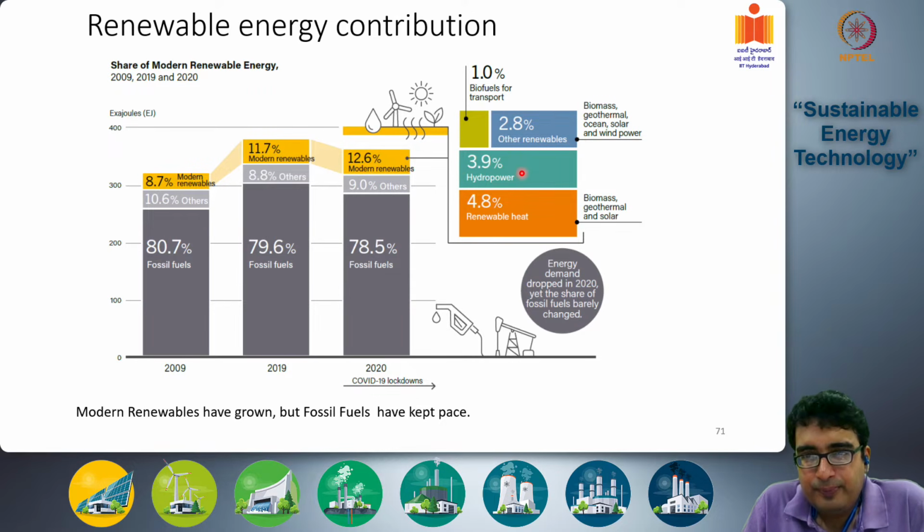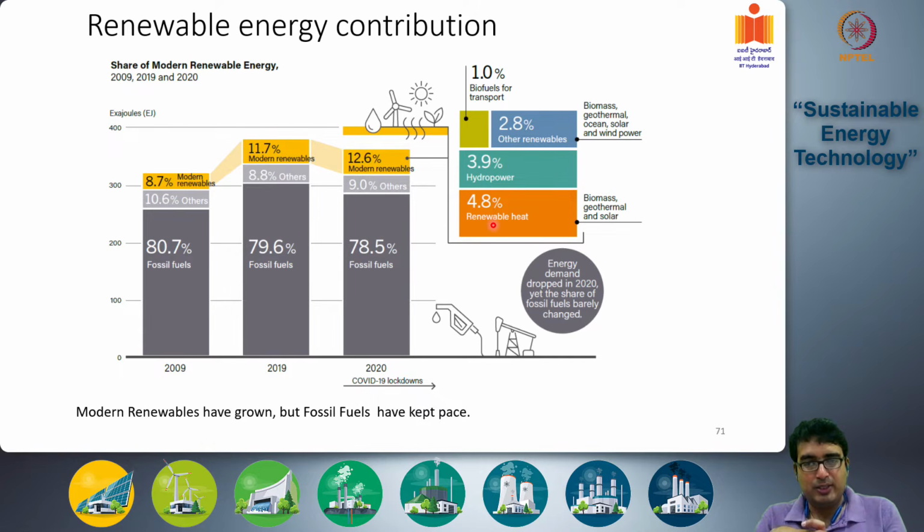Hydropower. So this is hydropower, renewable heating by biomass, geothermal and solar. So this is solar thermal. So we will see that solar energy can be used both as heat and in electricity generation.